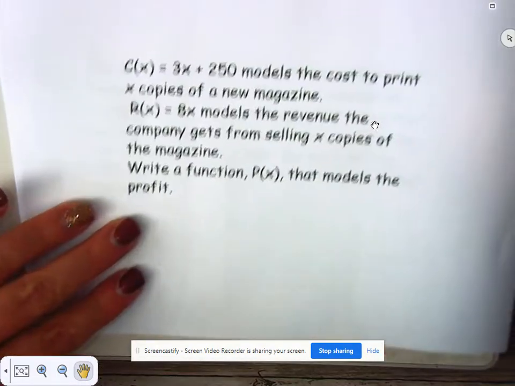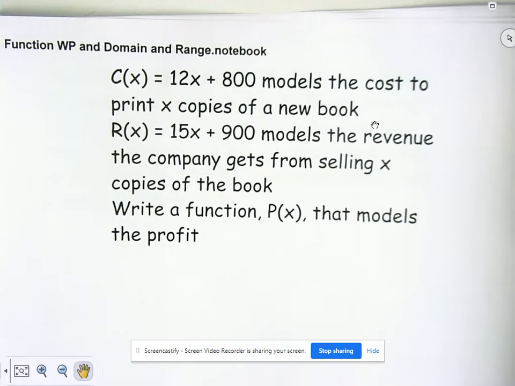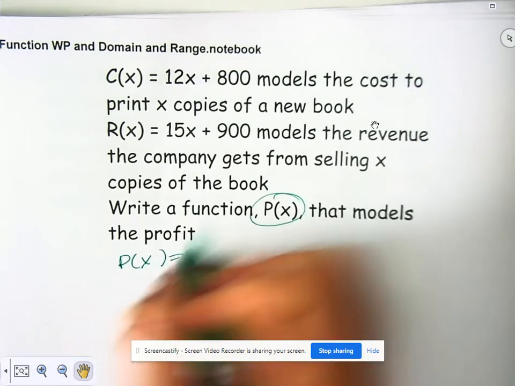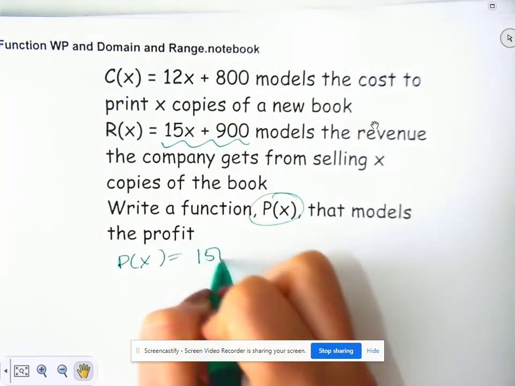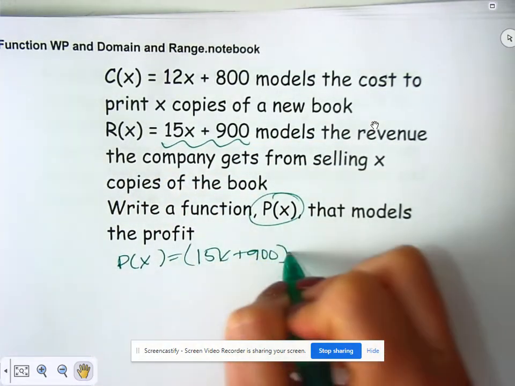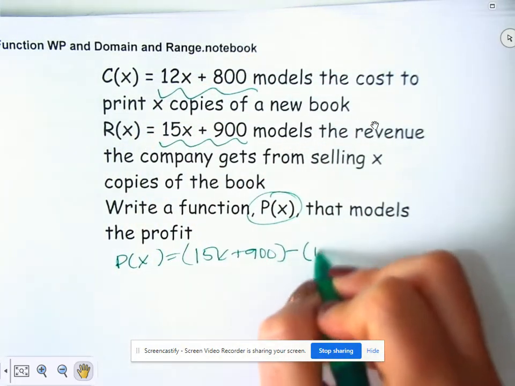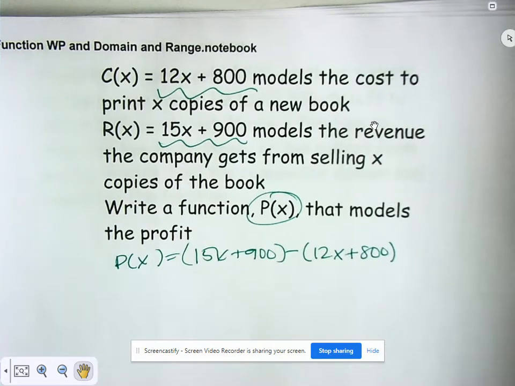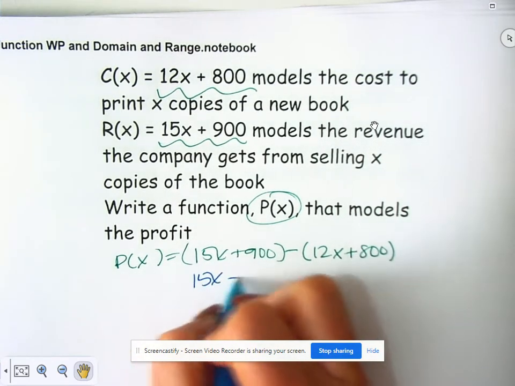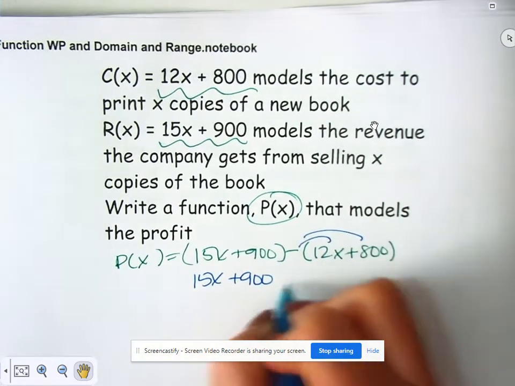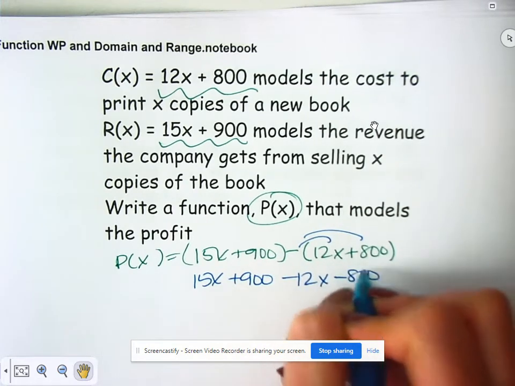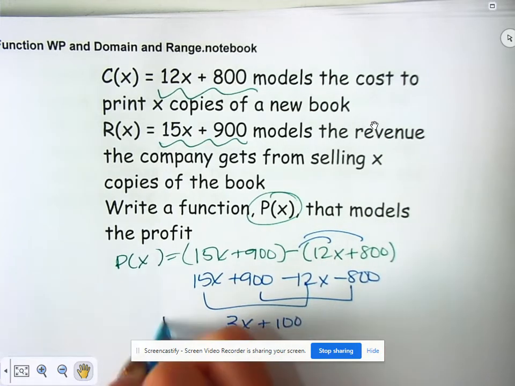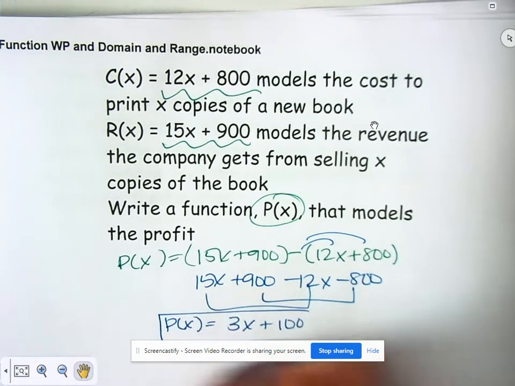Same thing here. Two more of these. They want to know profit. So profit is equal to revenue minus cost. Minus 12x and minus 800 gives me 3x plus 100 as my profit equation.